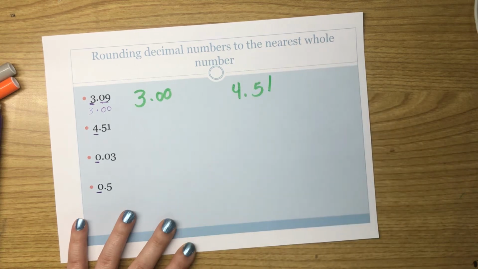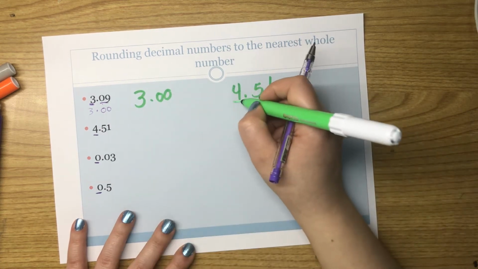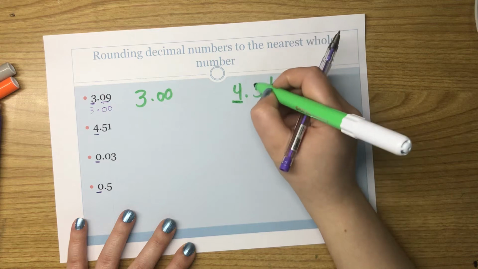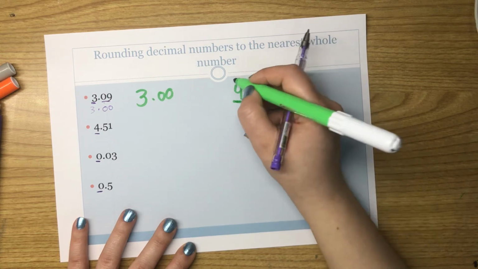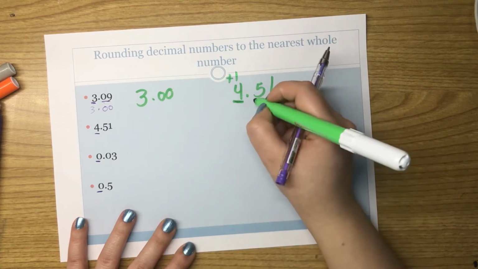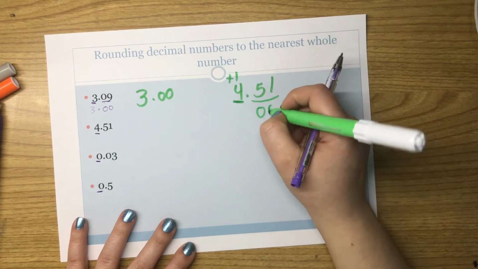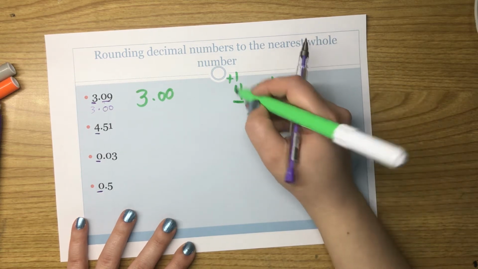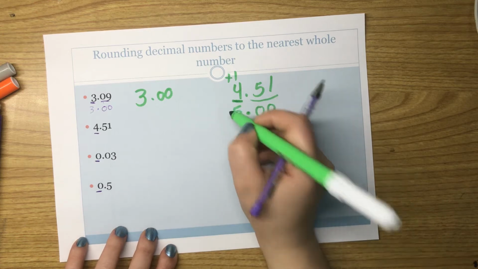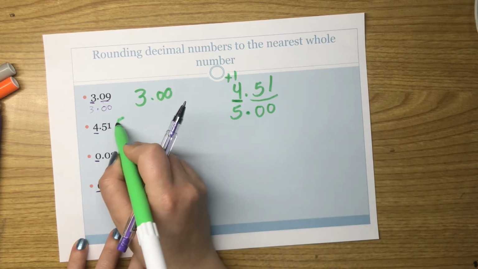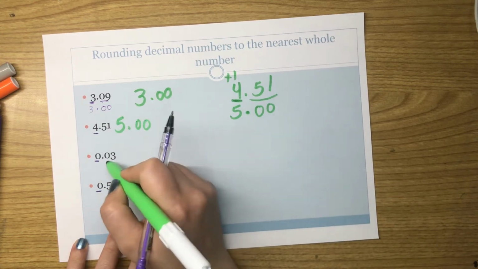4.51. Round it to the nearest whole number. Find your number. Look right next door. 5 or more, add 1 more. Those digits go into zeros. Do not forget the point. 1 plus 4 equals 5. So the answer for this number is 5.00.